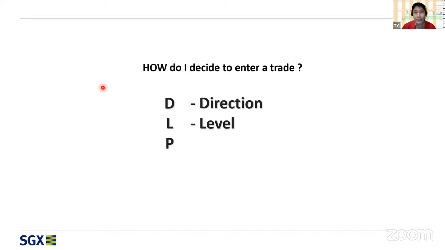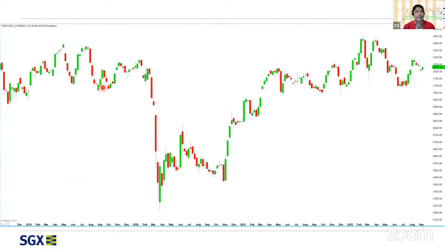How do I enter a trade? And that is the third component that I call price action. So essentially, there are these three foundation blocks called DLP. They all serve different purposes. Put together, they can facilitate you with an action plan, or trade plan.